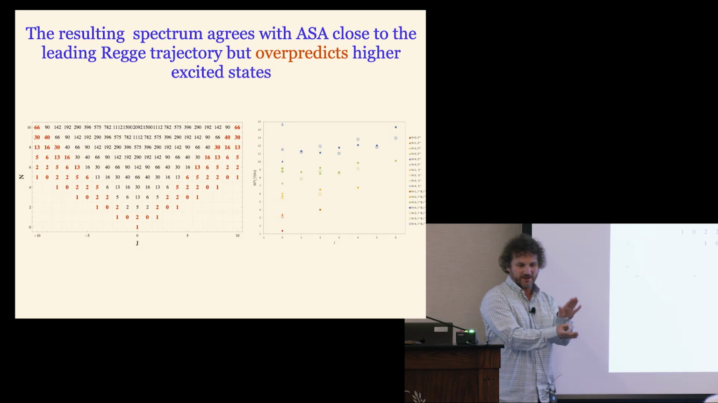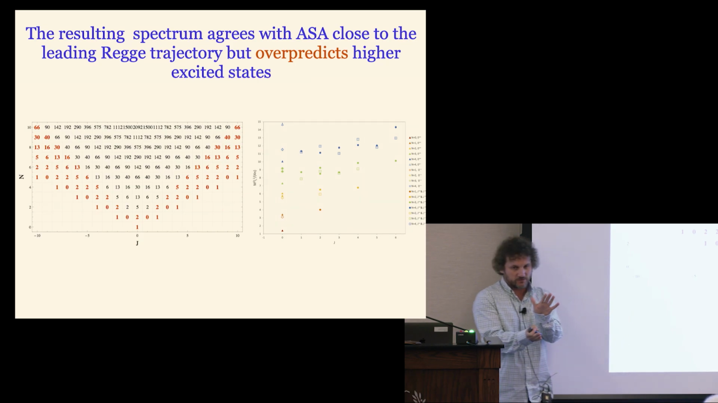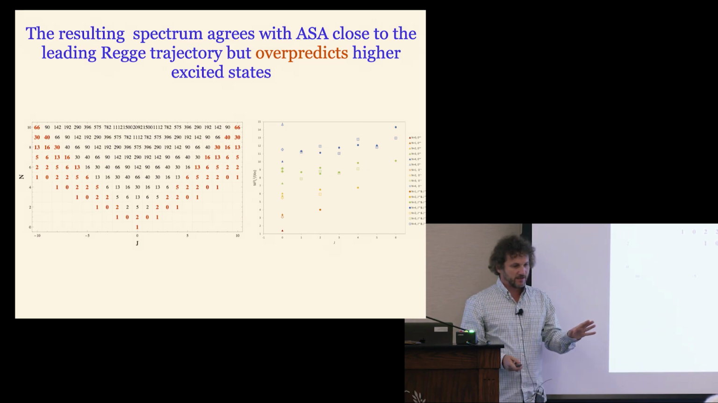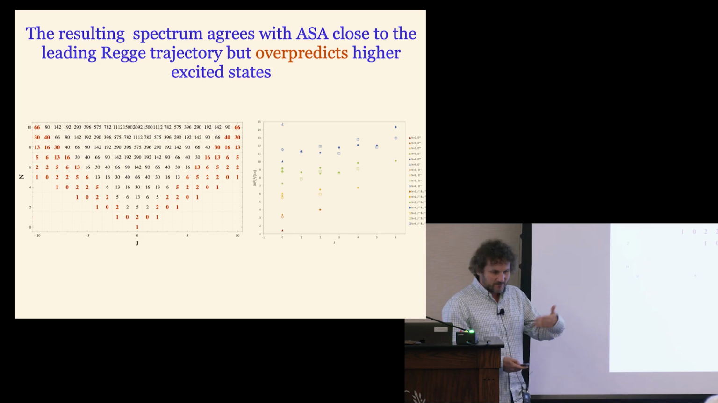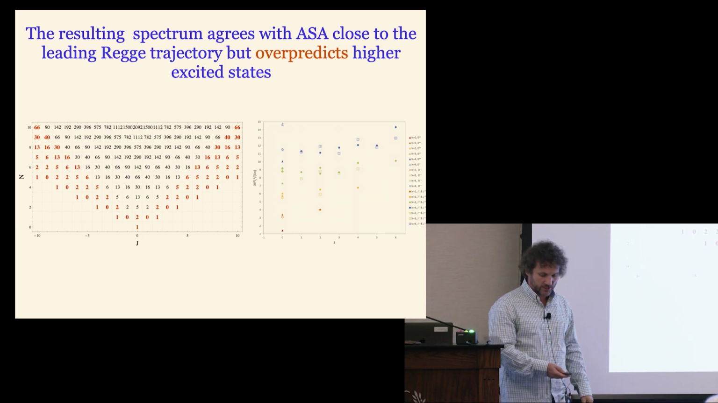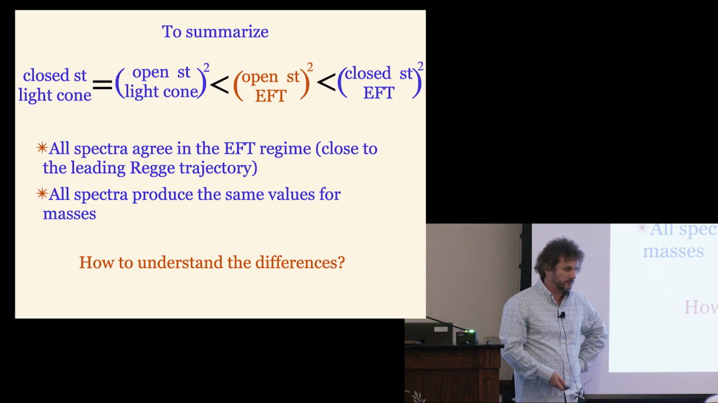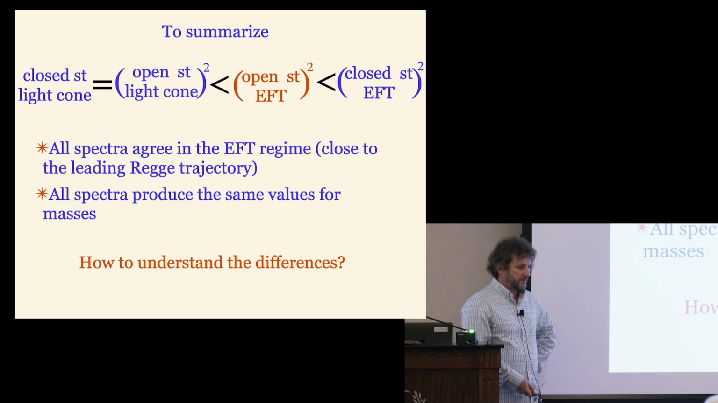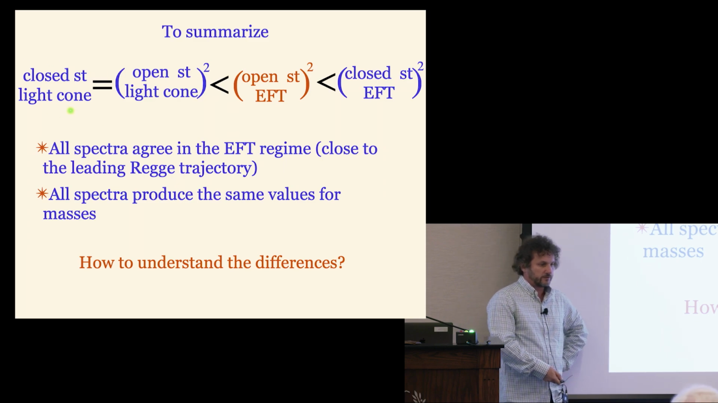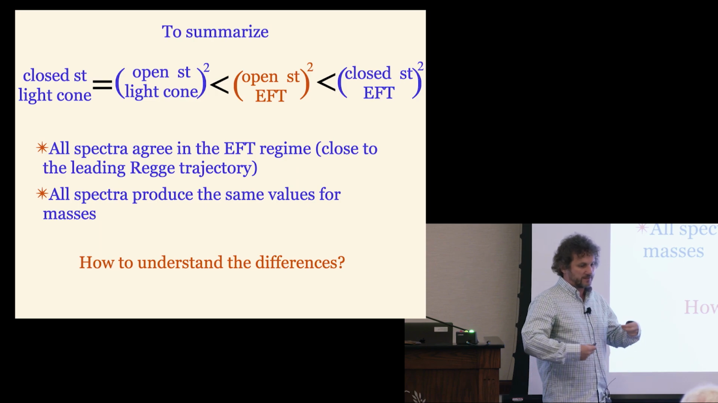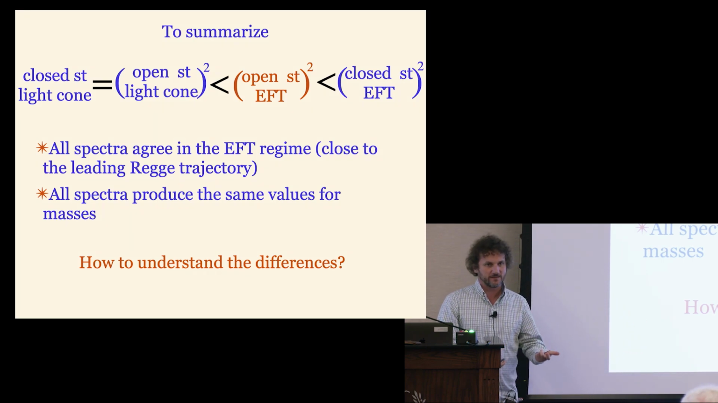So kind of in the regime where effective field theory is guaranteed to work, of course, it's not a surprise. You always get the same states. But these 3 different procedures predict the same states close to the leading rigid trajectory, but predict different sets of states highly above the leading rigid trajectory. And this can be summarized in the following way. In the light cone prescription, you calculate the closed string light cone spectrum by taking the square of the open string light cone spectrum, and you get fewer states than by taking this open string lattice J quantization and squaring that.